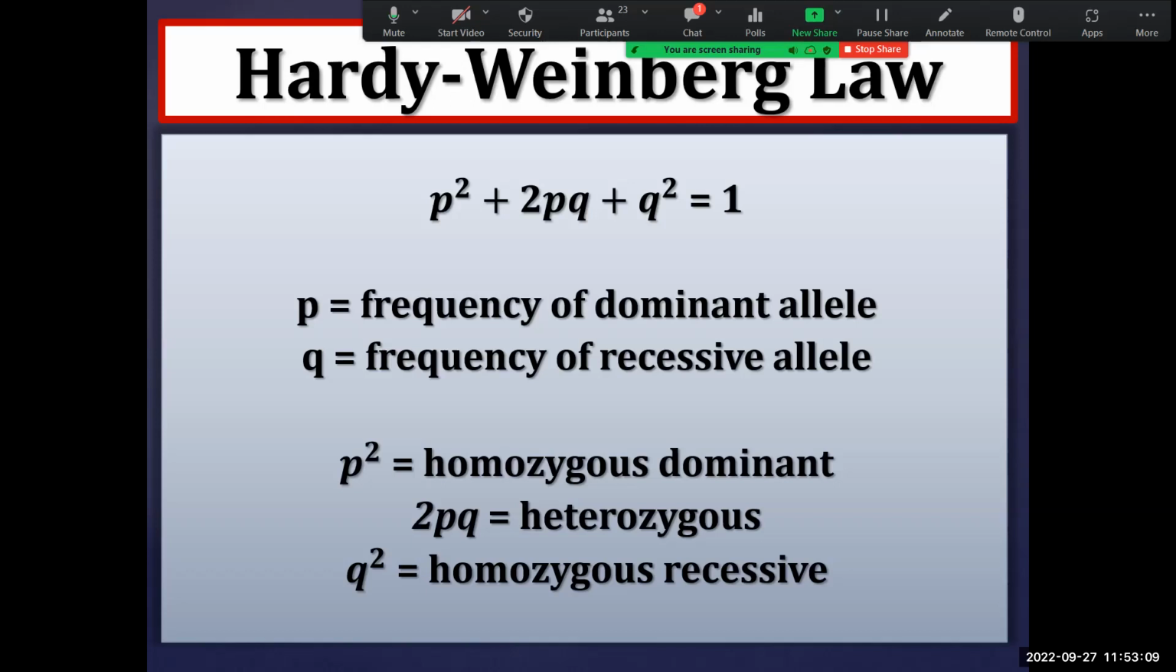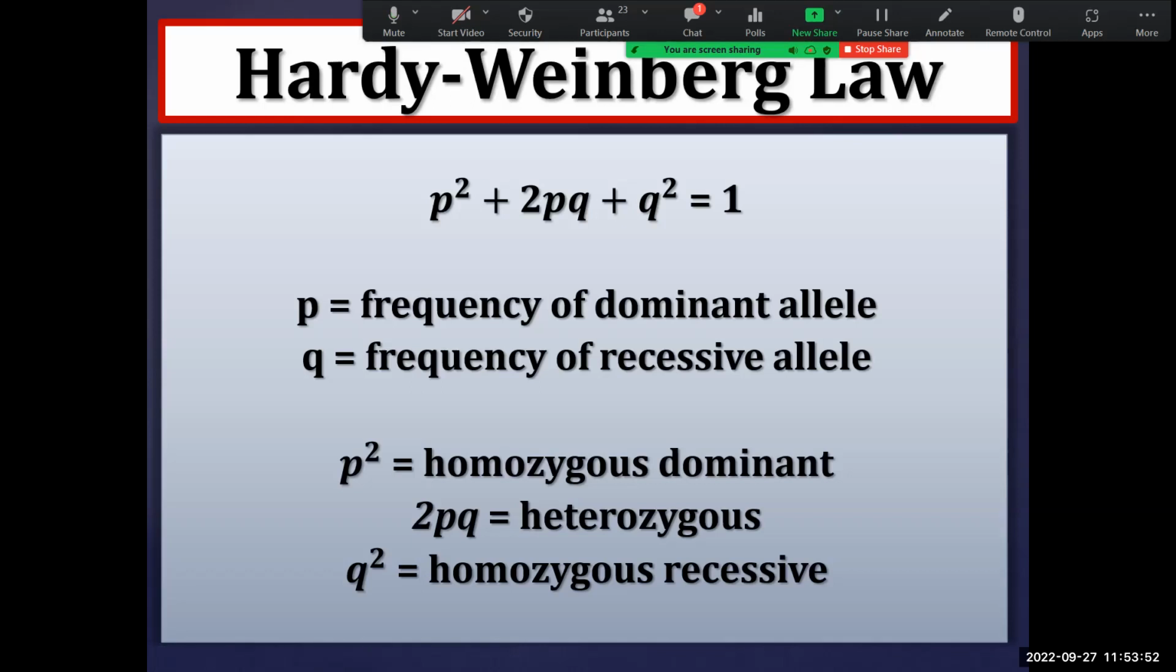But first, let's make sure we memorize what each portion of the equation represents. So the p variable is going to represent the frequency of the dominant allele within the breeding population. So p represents the frequency of the dominant allele within the gene pool. Q will represent the frequency of the recessive allele within the gene pool. P squared, that first part of the equation, will represent the frequency of the homozygous dominant genotype. 2pq, the middle part of the equation, will represent the frequency of the heterozygous genotype. And then q squared will represent the frequency of the homozygous recessive genotype.